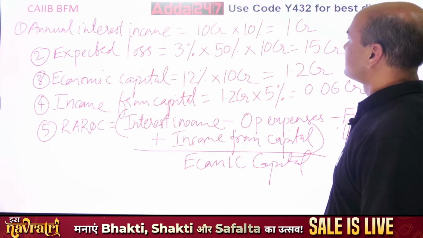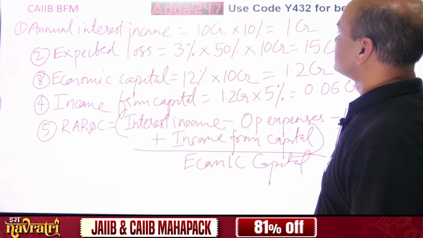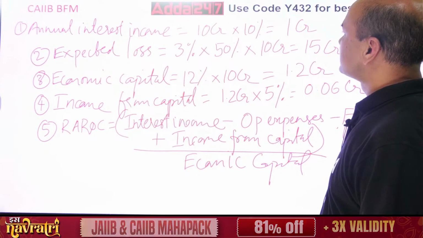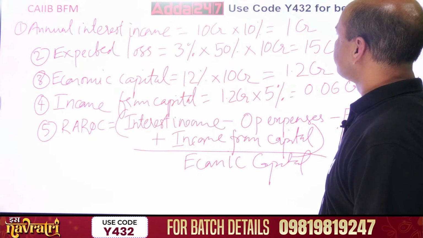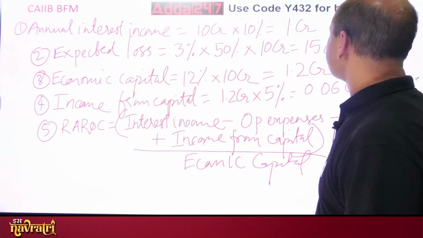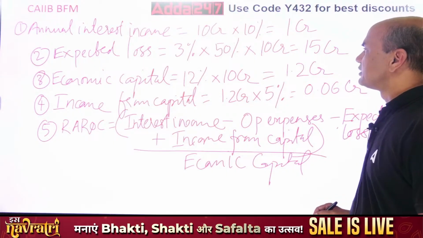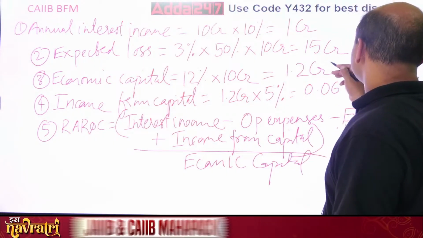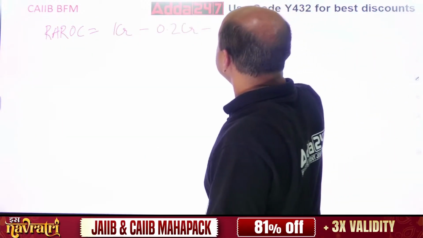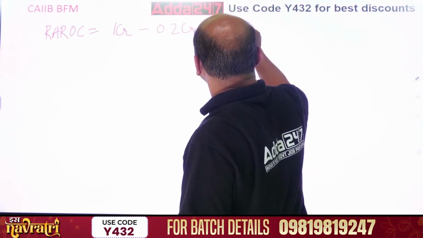Is it 15, or is it 3 into 10 CR? Yeah, 10 CR is the interest income, 1 CR, yeah. Minus expected losses 15 CR, correct. So this overall project will be in a loss, 15 CR. So do this, 15 CR minus 15 CR. It is huge, 15 CR.